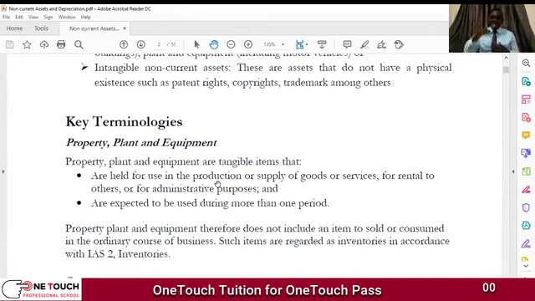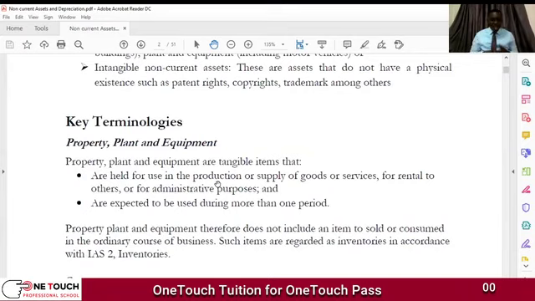Okay, such items are regarded as inventories in accordance with IAS 2 what? Inventories. So if a particular business asset is acquired to be sold or to be consumed in the ordinary course of business, we are saying that it cannot be classed as a tangible asset, or it cannot be classed as a property, plant, and equipment. Those assets, if they are purchased with the intention of selling or to be consumed in the production process, then they are seen as what? Inventories, and that will be accounted for under IAS what?